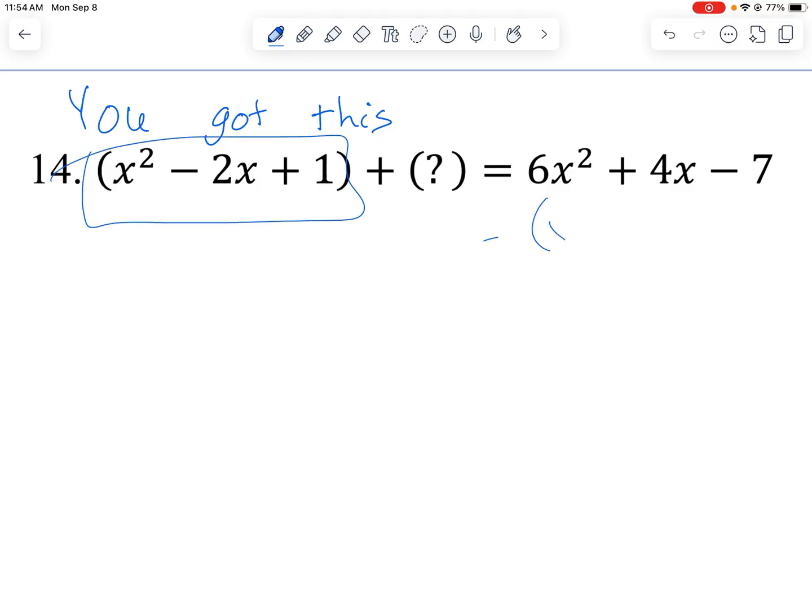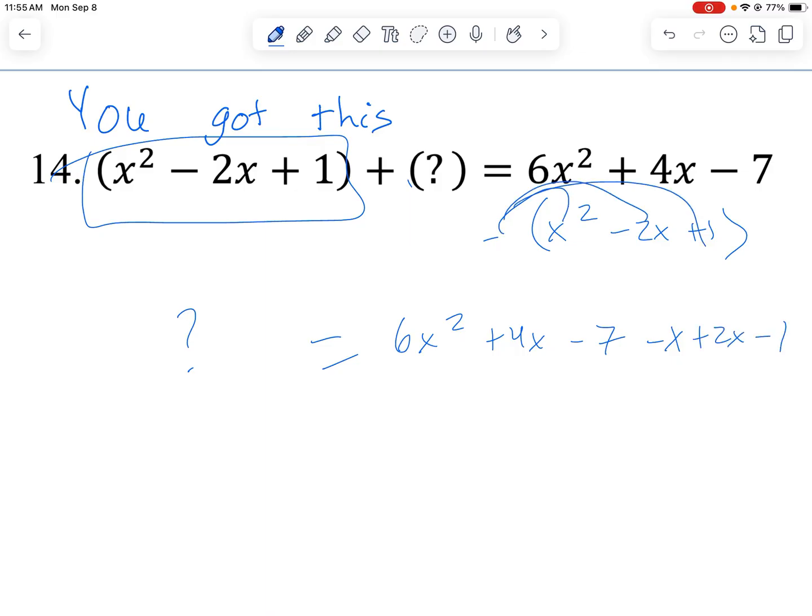So I'm going to subtract x squared minus 2x plus 1. Because this already has plus things, I'm just going to leave it like question mark equals all this stuff going on here, which is 6x squared plus 4x minus 7. And then I need a minus x squared plus 2x and minus 1. I'm distributing this negative here to all those. And on the right side, oh, this is a squared here. I can combine stuff. I get 5x squared plus 6x minus 8. And that's giving me my question mark.